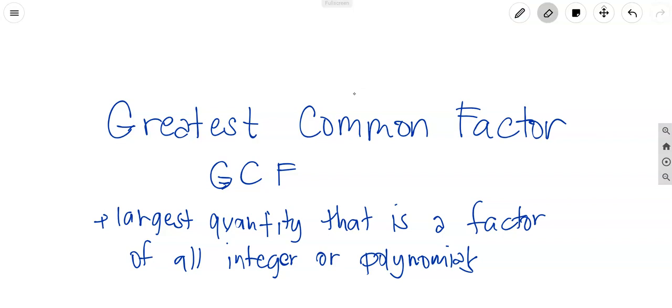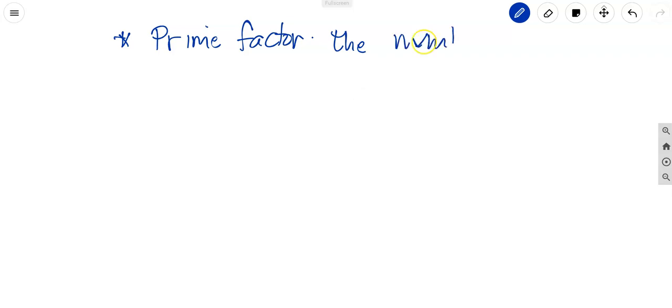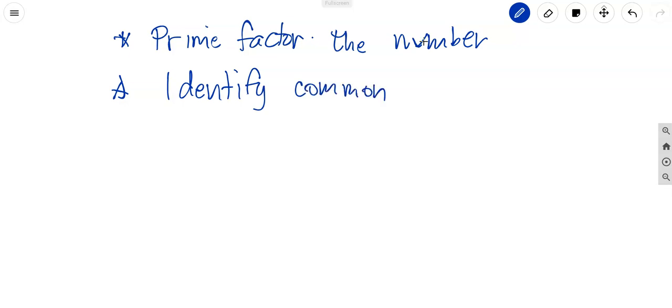Okay. What are the three important things that we need to remember when we are going to find the GCF? Number one, we have to look for the prime factors. Next, we are going to identify the common prime factors.